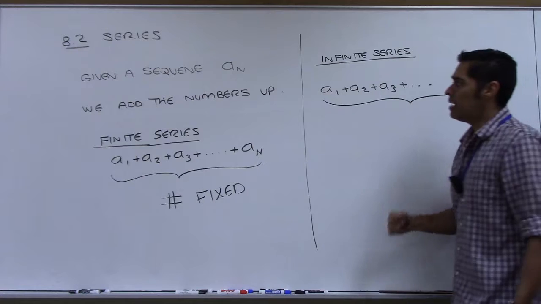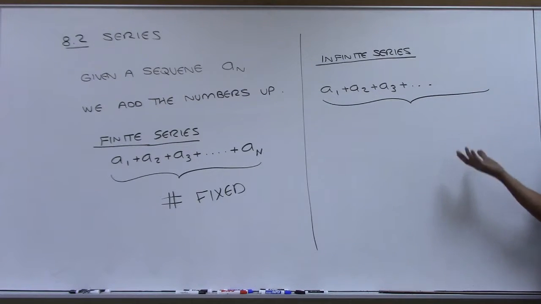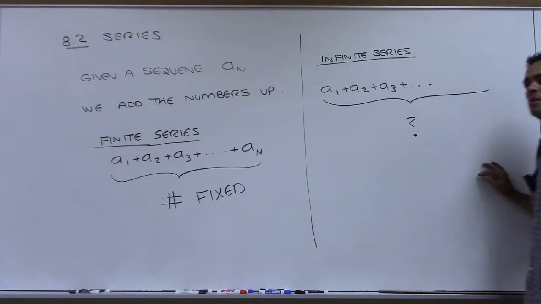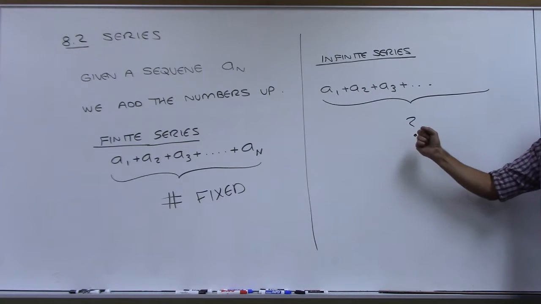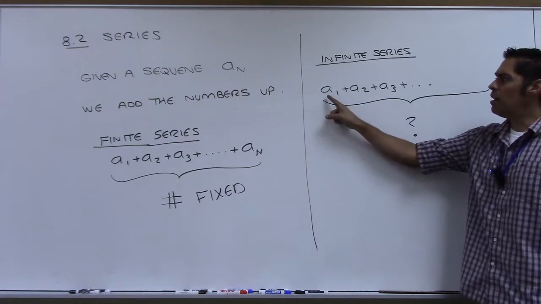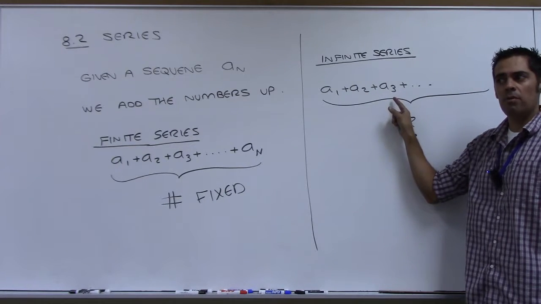But then we could add something like 0 plus 0 plus 0 plus 0, and that would add up to be a number, wouldn't it? 0. So there's a question in this: does it add up to be a number, or does it not? Does it get really big? Or does it do something weird like 1 plus negative 1 plus 1 plus negative 1?